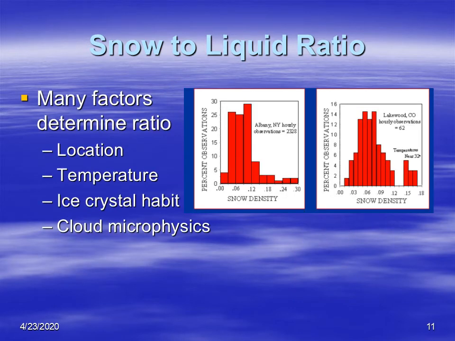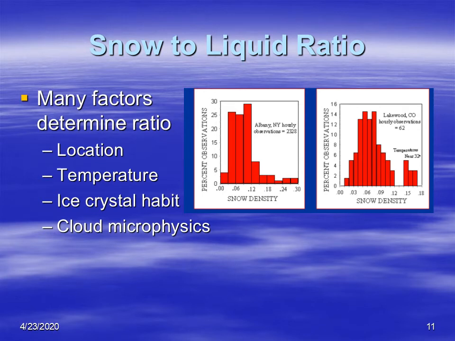There are a lot of factors that determine the snow to liquid ratio, or for that matter, the snow density. The inverse is the snow density. And these factors are things like the location, the temperature, what type of ice crystals are you getting? Are you getting the really big flakes, or are they just little things? Also determined by the cloud microphysics, how the cloud is producing ice crystals and when they fall out, what they look like.